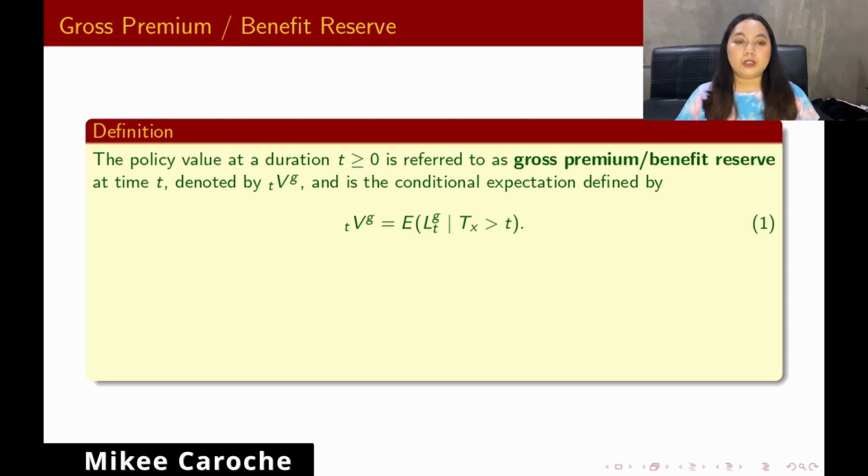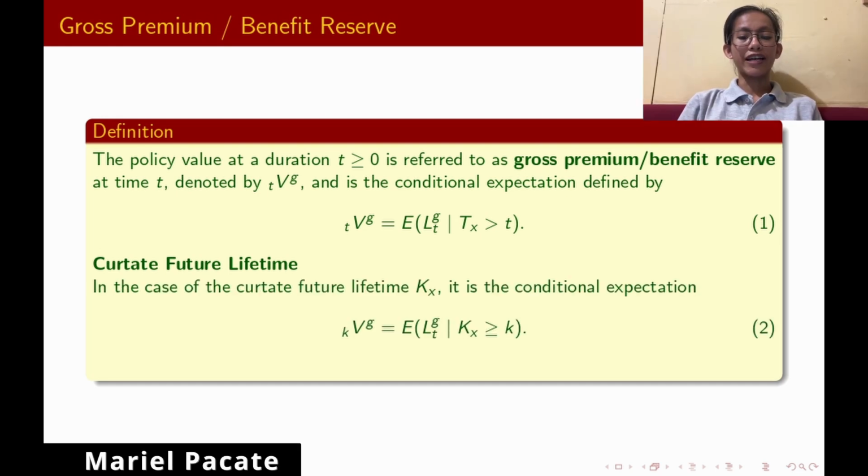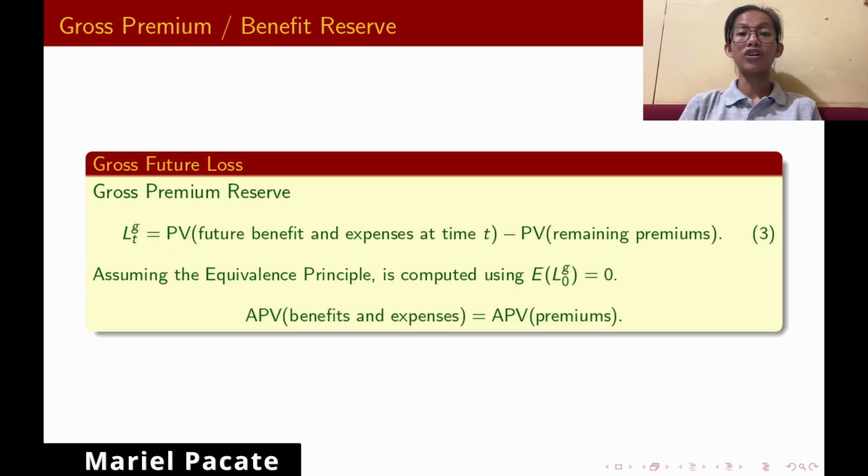To understand the equation for the gross reserve, let's proceed to the curtate future lifetime, often denoted as K sub x. This is the number of full years a person aged x is expected to live, which is key. It is essential to understand that the future benefits and premiums are dependent on the curtate future lifetime of the insured. The curtate future lifetime is the number of complete years lived after a certain time. We express it in this equation. The gross premium or benefit reserve at time k is equal to the conditional expectation of the gross future loss at time t given that the insured's curtate future lifetime is greater than or equal to k.